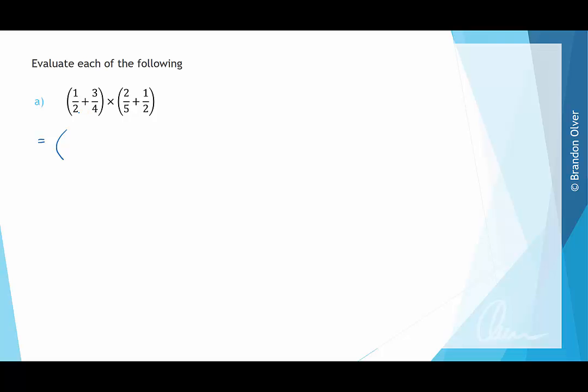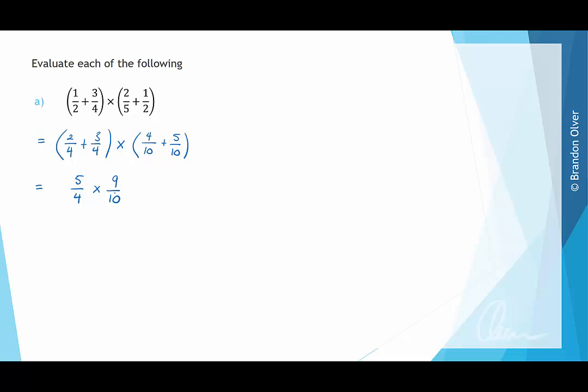But to add fractions, we need to get a common denominator. So we can express 1/2 as 2/4, plus 3/4. Then we multiply all of that by 2/5, which we can represent as 4/10, plus 1/2, which we can represent as 5/10. So now they've got a common denominator, so we can add them. So 2/4 plus 3/4 equals 5/4, and then that's going to be multiplied by 4/10 plus 5/10, which is 9/10.